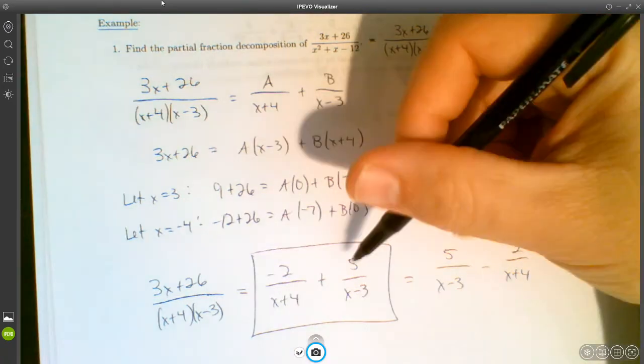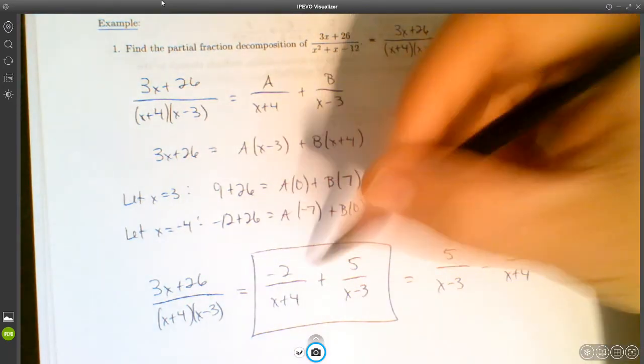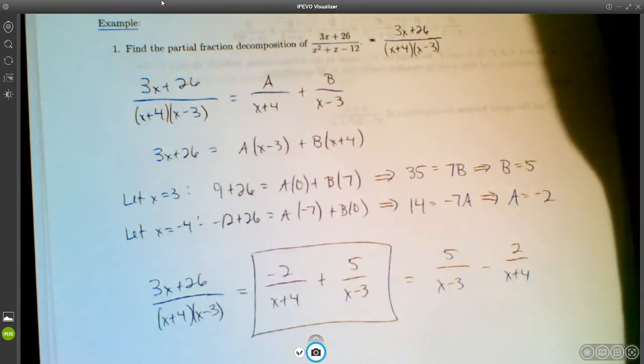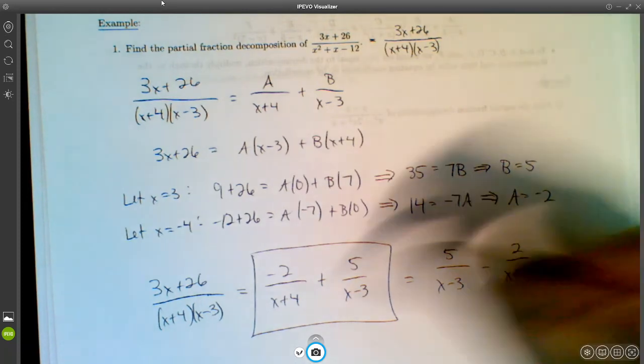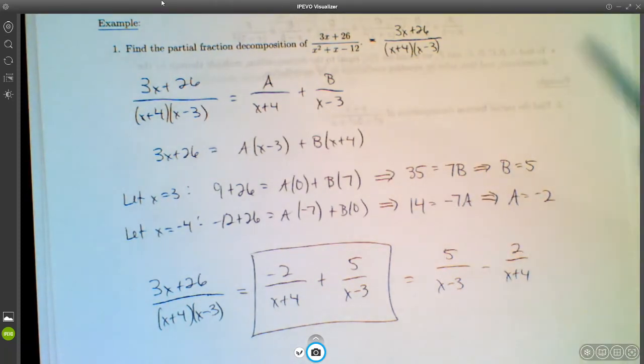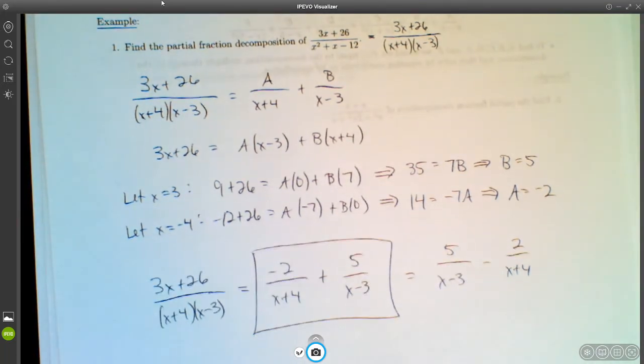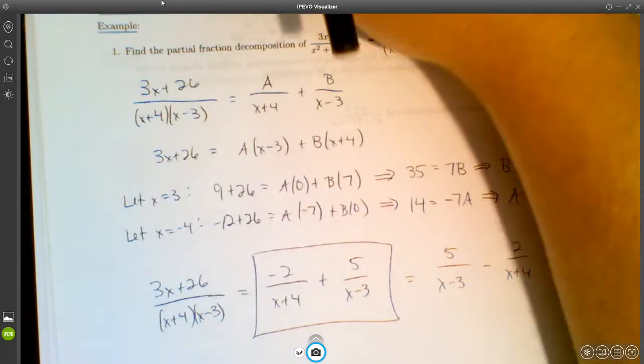You can't swap the numerators though, right? You couldn't put 5 over x plus 4 minus 2 over x minus 3. That would be wrong. Okay, but these are the partial fraction decompositions, and you can verify this, right? If you get common denominators here and then combine like terms and stuff, this is where you're going to end up. Okay, you're welcome to verify that at home. But that's case 1.